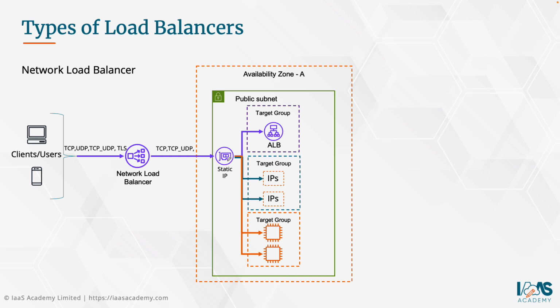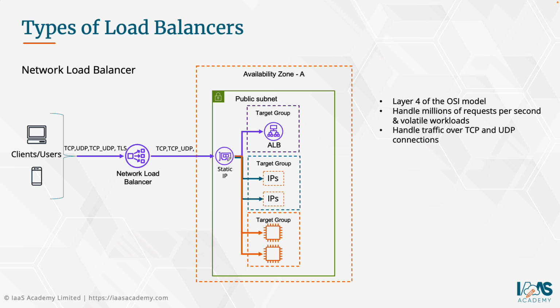Network load balancers are therefore particularly useful when you need to work with static IP addressing, when you need to work with the layer 4 protocols of the OSI model, when you need to handle millions of requests per second and volatile workloads. They support traffic over TCP and UDP connections. And they provide support for registering targets by IP addresses and can register external targets outside of the VPC as a result of that IP addressing capability.